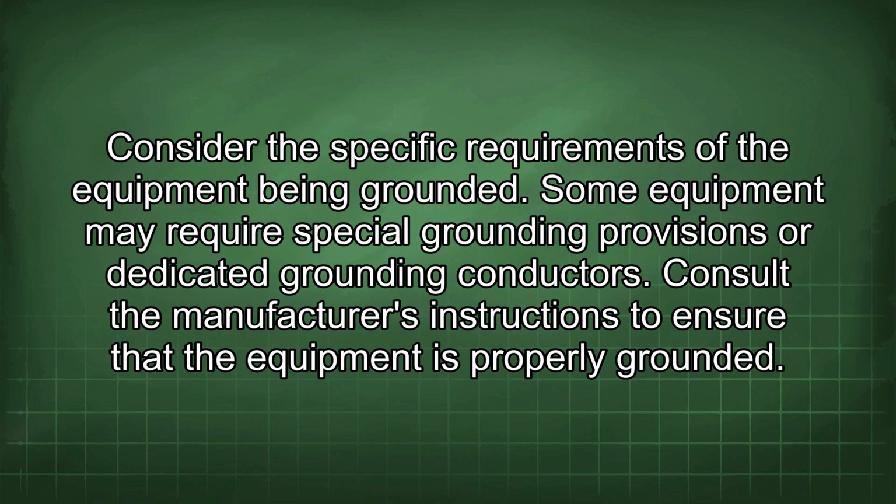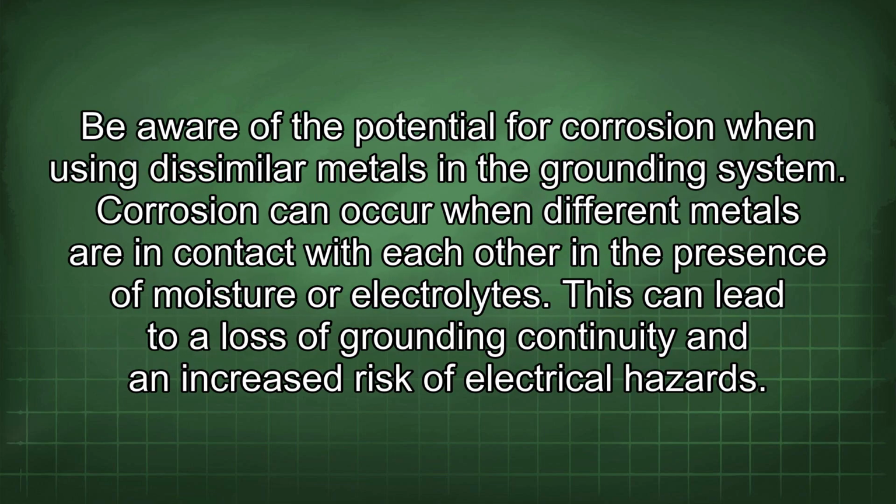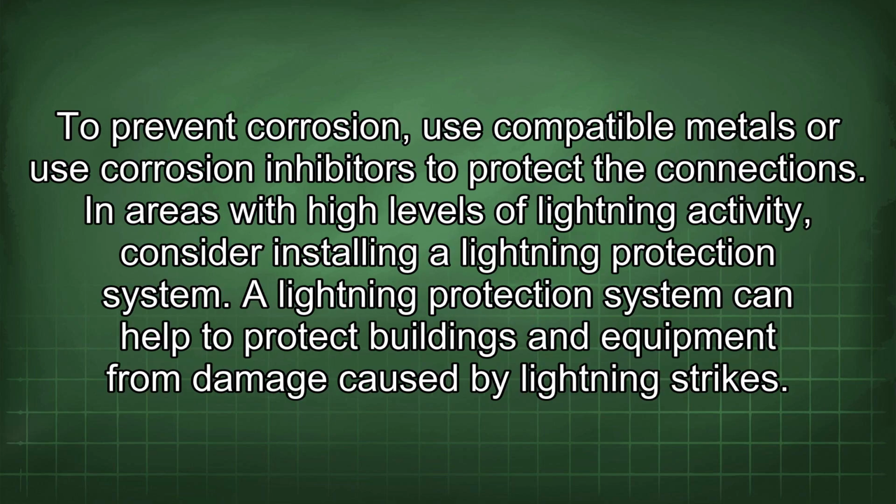Consider the specific requirements of the equipment being grounded. Some equipment may require special grounding provisions or dedicated grounding conductors. Consult the manufacturer's instructions to ensure that the equipment is properly grounded. Be aware of the potential for corrosion when using dissimilar metals in the grounding system. Corrosion can occur when different metals are in contact with each other in the presence of moisture or electrolytes. This can lead to a loss of grounding continuity and an increased risk of electrical hazards. To prevent corrosion, use compatible metals or use corrosion inhibitors to protect the connections.